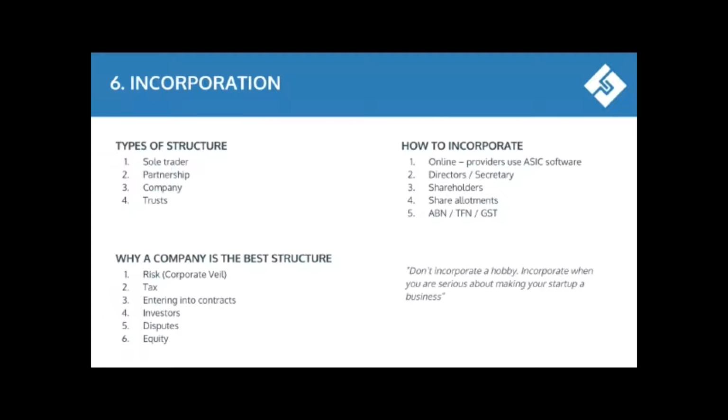ABN is your Australian business number, required if you are paying tax. It's issued by the Australian Tax Office. You will need one. One thing to note there, guys, is if you are starting a new company, you cannot use your old ABN. You must have a new ABN for the company. Also, tax file number. If you are a company, you are required to have a tax file number for tax purposes. That is issued by the ATO.